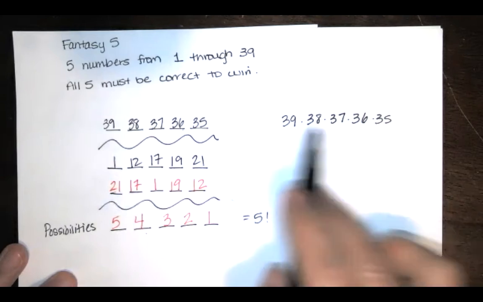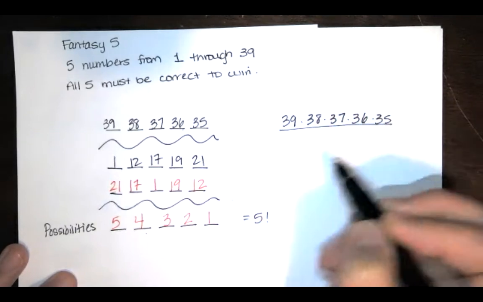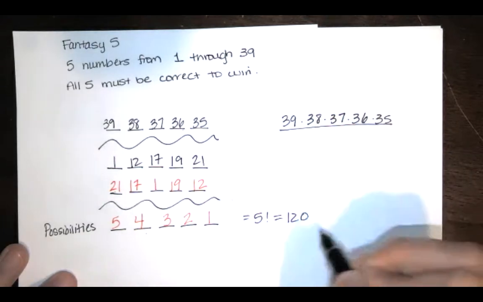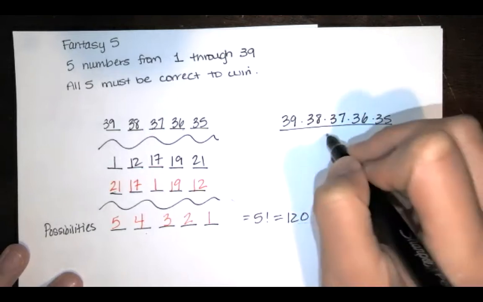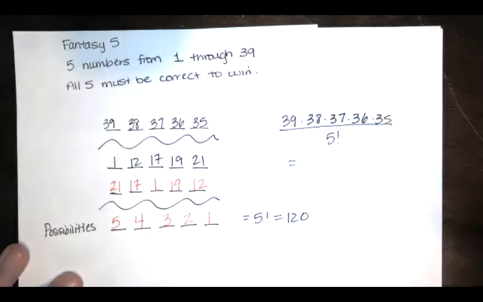And we've counted them as different here when we did this. So to get rid of counting some of those combinations 120 times when we only intended to count them once, we need to divide by 5 factorial. So let's see what we get.